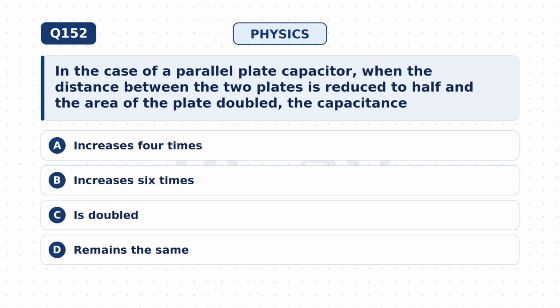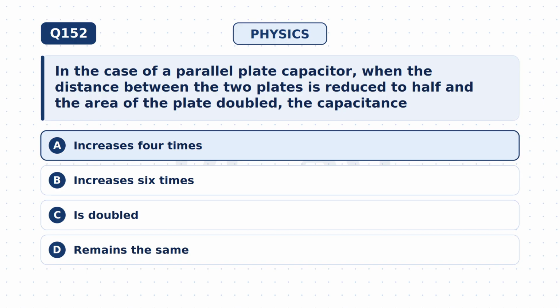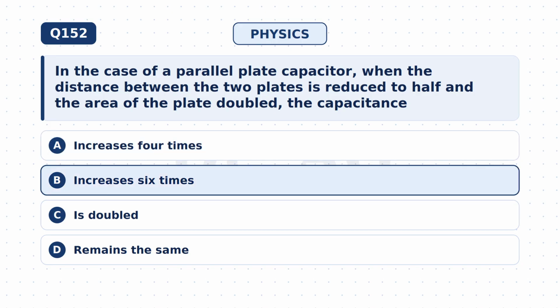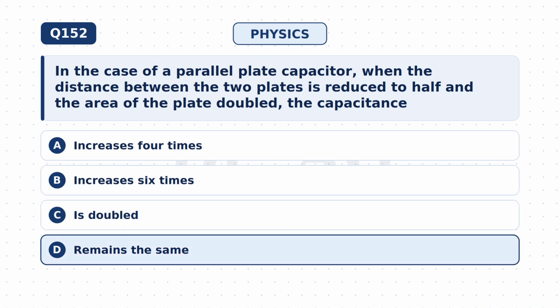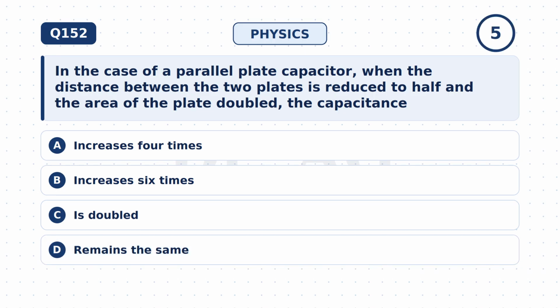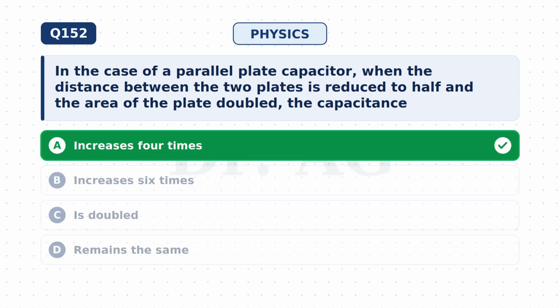Question 152. In the case of a parallel plate capacitor, when the distance between the two plates is reduced to half and the area of the plate doubled, the capacitance. Option A, increases 4 times. Option B, increases 6 times. Option C, is doubled. Option D, remains the same. The correct answer is A, increases 4 times.